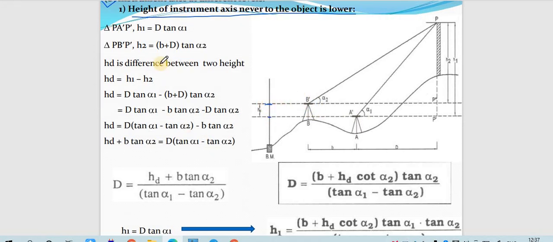Now we'll consider the triangles. For the first one, P A P dash, we can get that it is D tan alpha 1 by applying the trigonometric rule. Similarly for this one, this will be B plus D tan alpha 2. This is similar to what we have done.